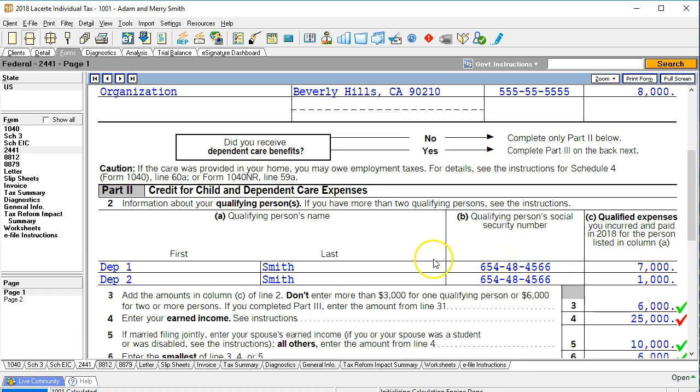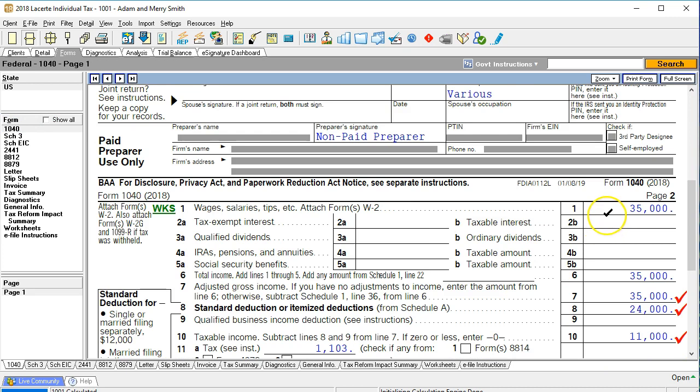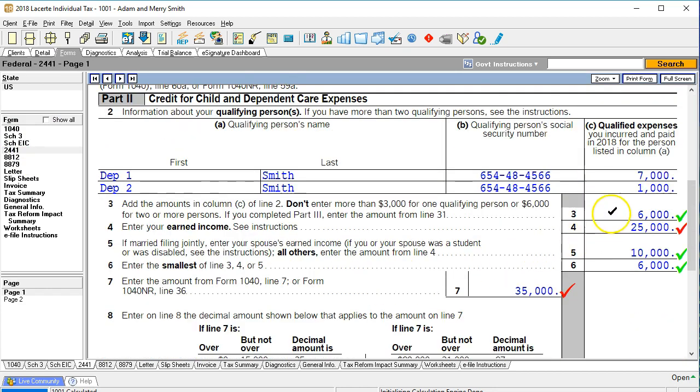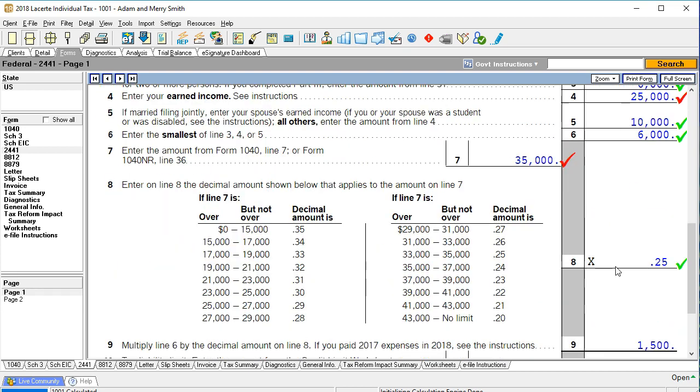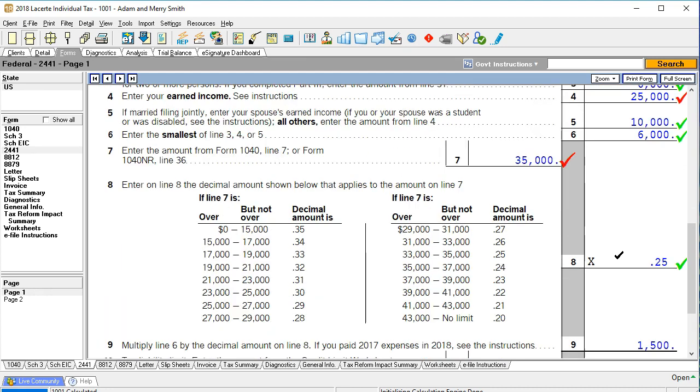If we run another scenario, we're going to say now, let's say that on the form 1040, we have income of 35,000 rather than 50,000. So if we go to our 2441 then, we're going to say, all right, now we brought it back to 6,000, could be the highest amount that would be between the two, for the two qualifying children. Then we have the 25,000, we're going to say for one of the spouses, 10,000 for the other. Therefore, 6,000 is the highest of those three numbers. We'd have the 6,000, and then times the 0.25 would give us the 1,500.